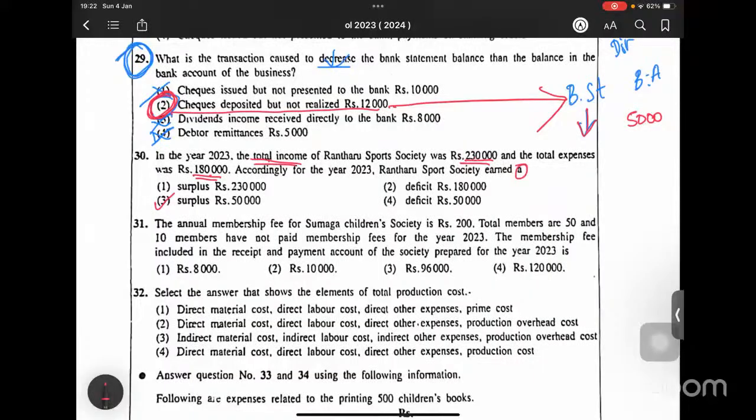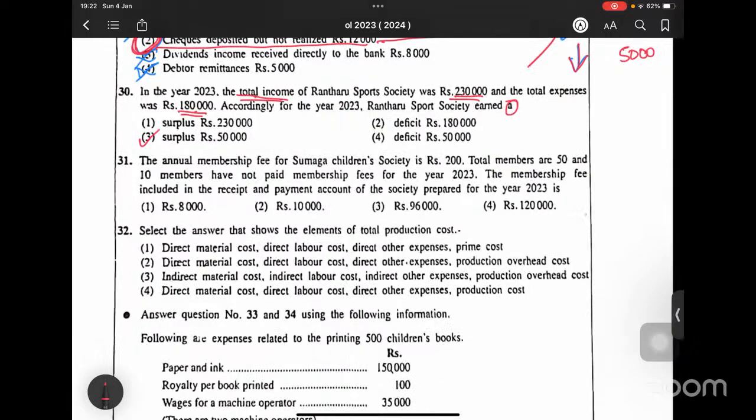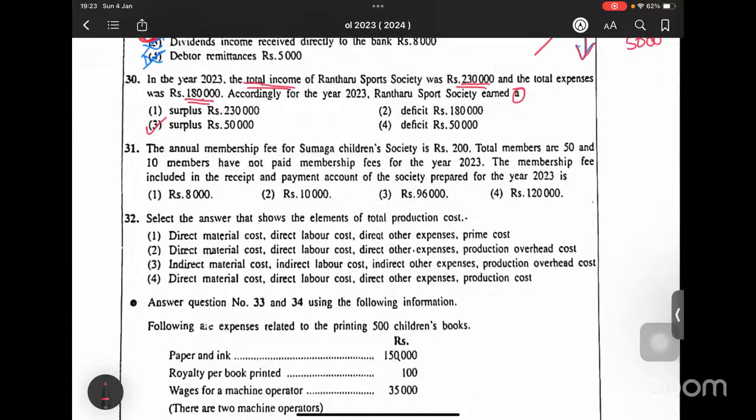Good. 31st question. The annual membership fee for a Children's Society is 200. Total members are 50 and 10 members have not yet paid for the year 2023. The membership fee included in the receipt and payment account of the society prepared for the year 2023 is... So what will be the membership fee that is recorded in the receipt and payment account?